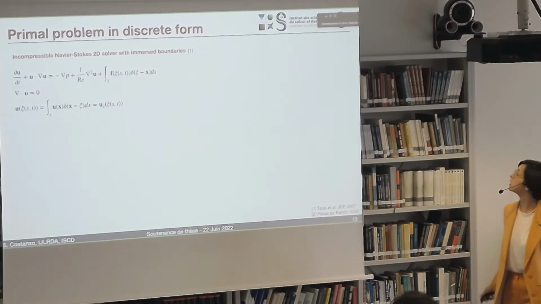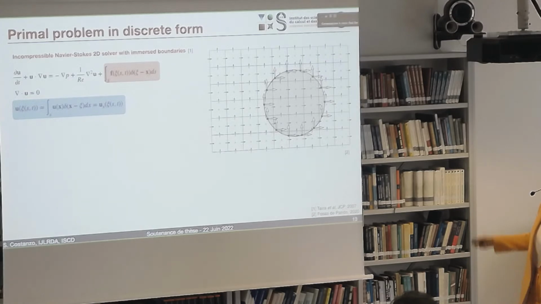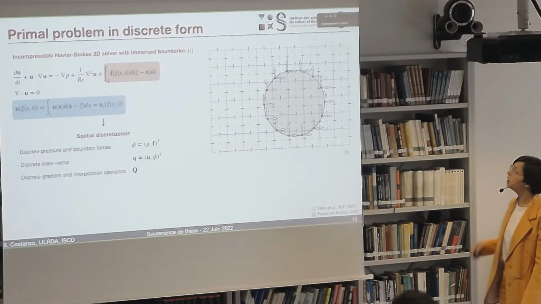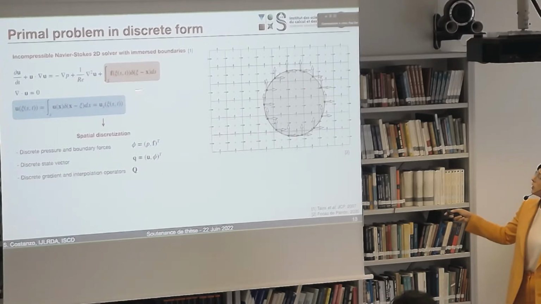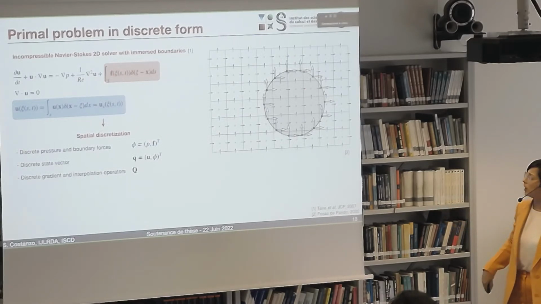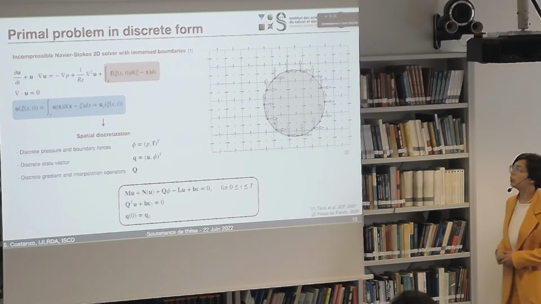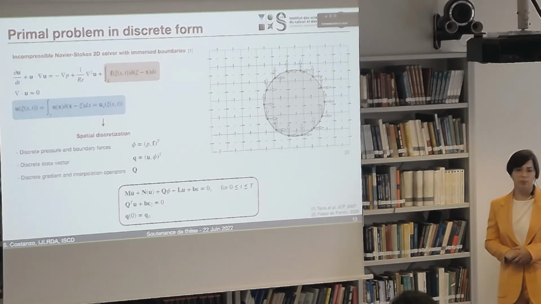immersed boundary forces. So what happens is that we add some Lagrangian points to simulate the surface of the solid, and then we have some interpolation here from the Cartesian to the Lagrangian points, and then we have these forces that are formed at the Lagrangian points. So now the immersed boundary forces are in our state vector, and we can get from here to the semi-discrete system of equations.